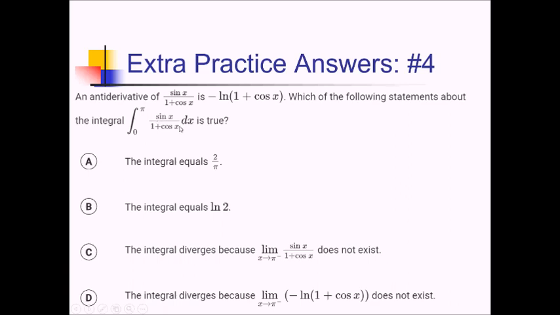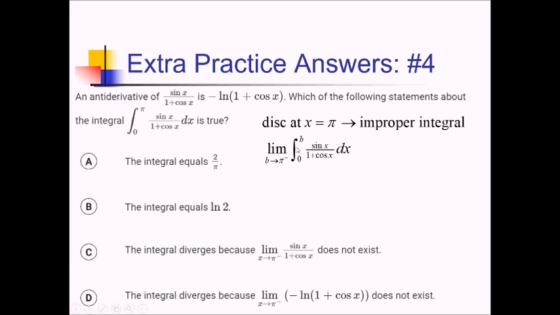Well, the issue with this one is when you plug in pi for cosine, that comes out to -1. 1 minus 1 is going to give you 0 in the denominator, so we have a discontinuity at pi, which means this is an improper integral, and we're going to have to actually express this using a limit. So I'm going to call this the limit as b approaches pi from the left of the integral from 0 to b of this stuff. And I'm doing this because this is an improper integral, so that's how we deal with it. Express it as a limit.